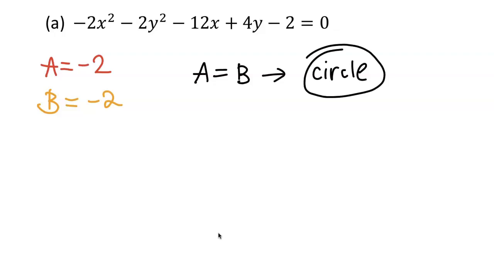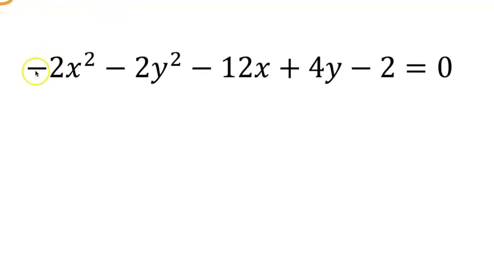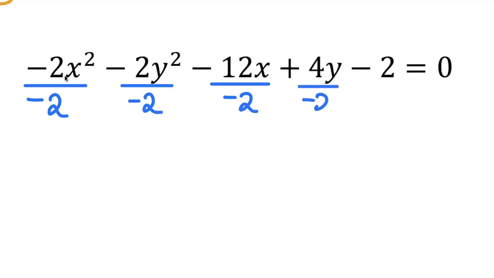It's a mess right here. So let me try to rewrite this a little bit. First of all, here's what I noticed. I'm going to copy this. All these numbers are divisible by 2, right? I noticed that negative 2, negative 2, negative 2 actually. You know what? I'm going to go ahead and divide every single term by negative 2. If I do that to both sides, that's perfectly fine, right?